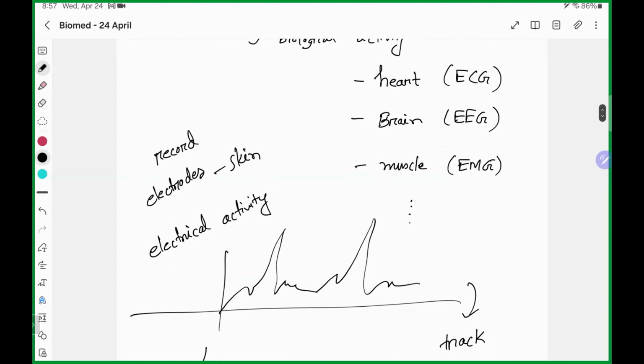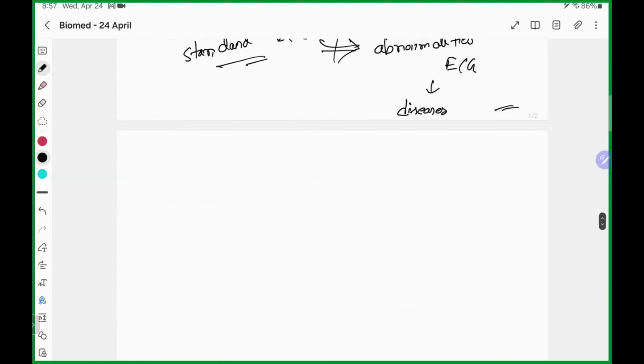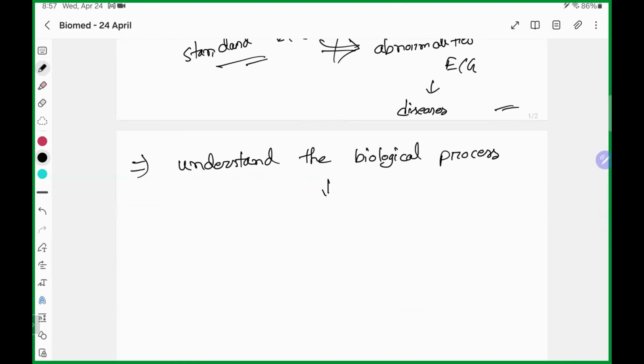So you see, these signals will follow this way. First, we need to understand the biological process. Without understanding the biological process, we will not be able to understand how we can measure it. So understand the biological process, then see how we can measure it.